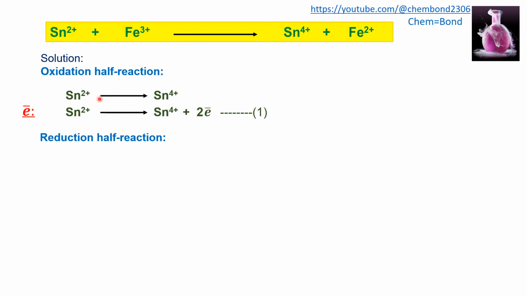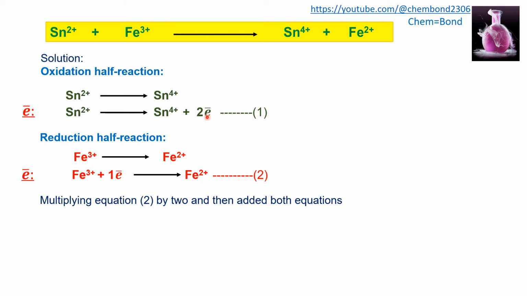Now comes our reduction half reaction. Ferric is converted to ferrous, which means that there is a gain of electron, and the ferric will gain 1 electron and be converted to ferrous. Now if we look at both reactions, the number of electrons is not equal. So we will equalize it by multiplying equation 2 by 2, and we will get 2 ferric and 2 electrons. It will produce 2 ferrous.